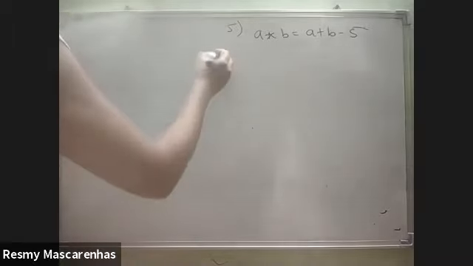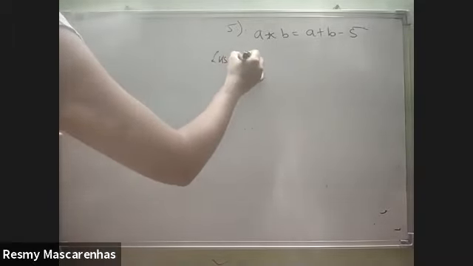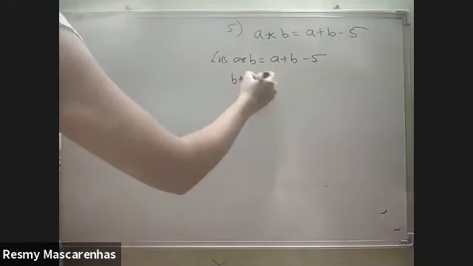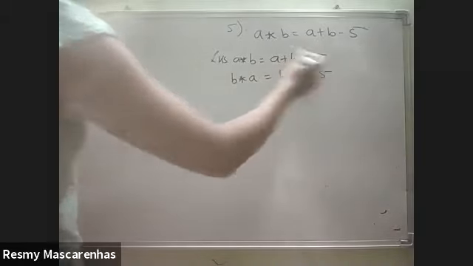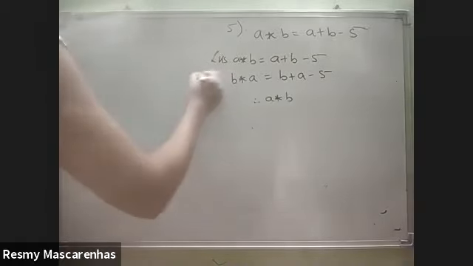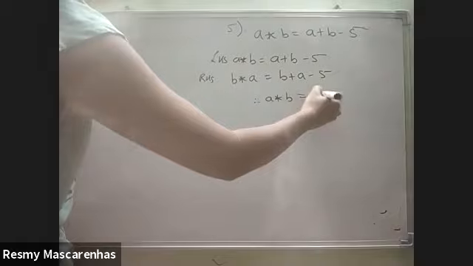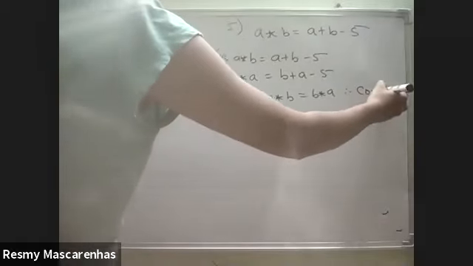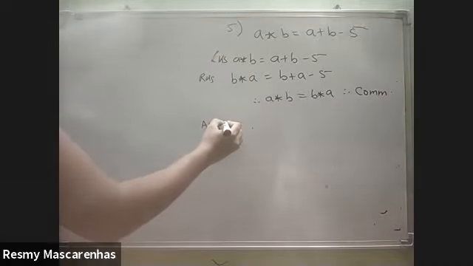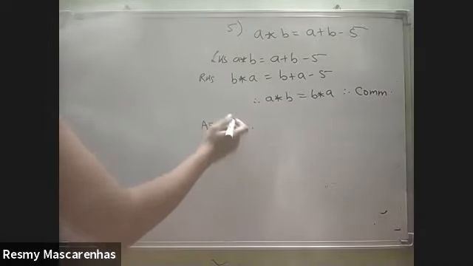So A star B, so left hand side. B star A will be, so it's the same. Therefore commutative. Next is associative.